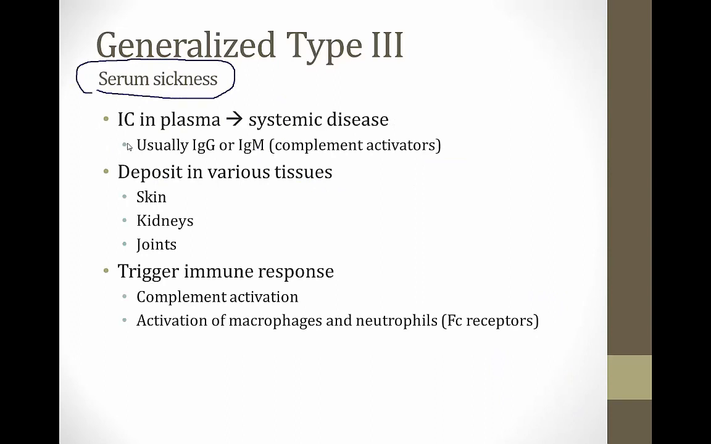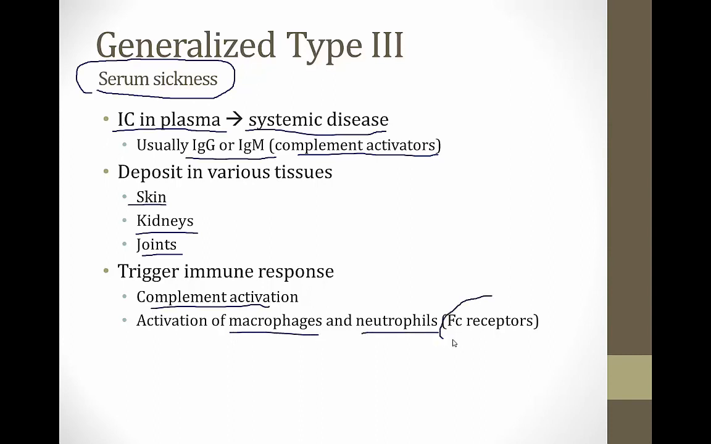In this form of disease, there are immune complexes, which are those antibody-antigen complexes circulating in the bloodstream, and they deposit in lots of places, causing systemic disease. The antibodies are usually IgG or IgM, and these are good complement activators. And you can just imagine those complexes circulating all through the body and depositing in skin and kidneys and joints and triggering systemic disease. Once they deposit, they trigger an immune response from complement activation, and in addition, they activate macrophages and neutrophils via their Fc receptors, which serve to bind to these cells.